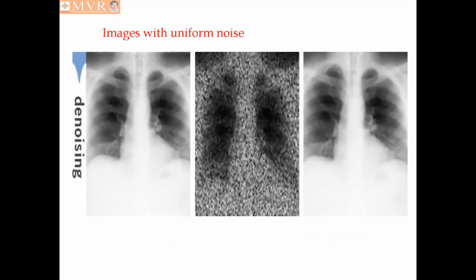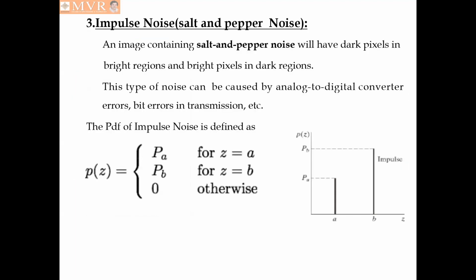So here are uniform noise images. The first image is just an X-ray image, the middle image is the image due to the uniform noise, and the last image is the image restored from the uniform noise.